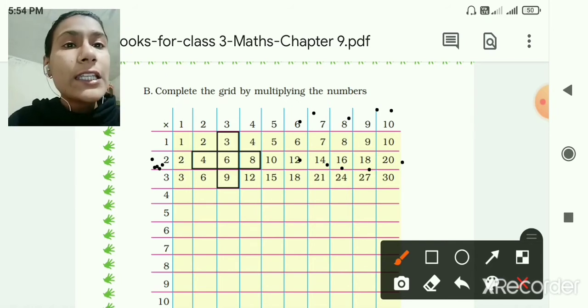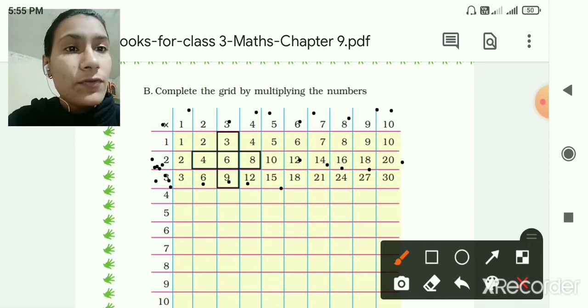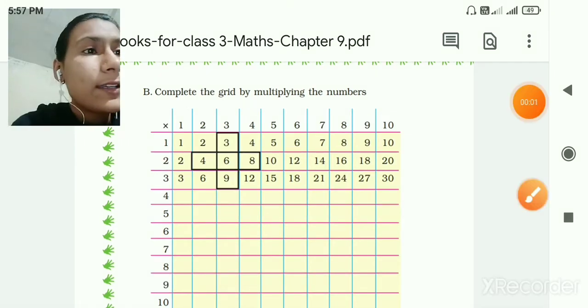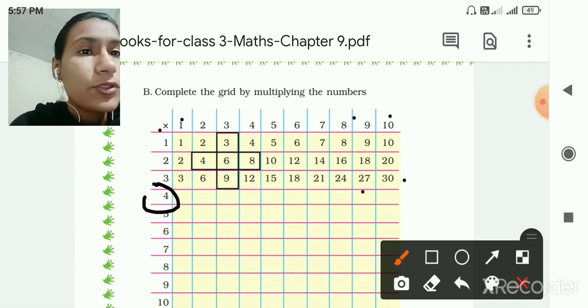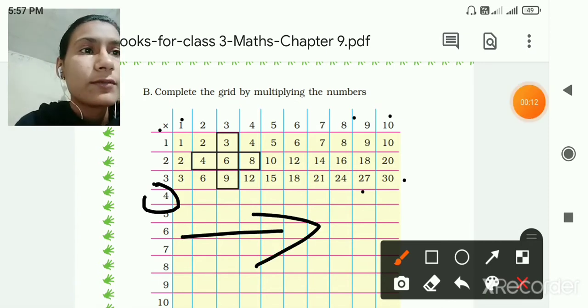Then next 3, 3 multiplied by 1. So 3 1's are 3, 3 2's are 6, 3 3's are 9, 3 4's are 12, 3 5's are 15, 3 6's are 18, 3 7's are 21, 3 8's are 24, so 3 9's are 27, and 3 10's are 30. Now 4 multiplied by 1, 4 1's are 4, so you can write here in your textbook.